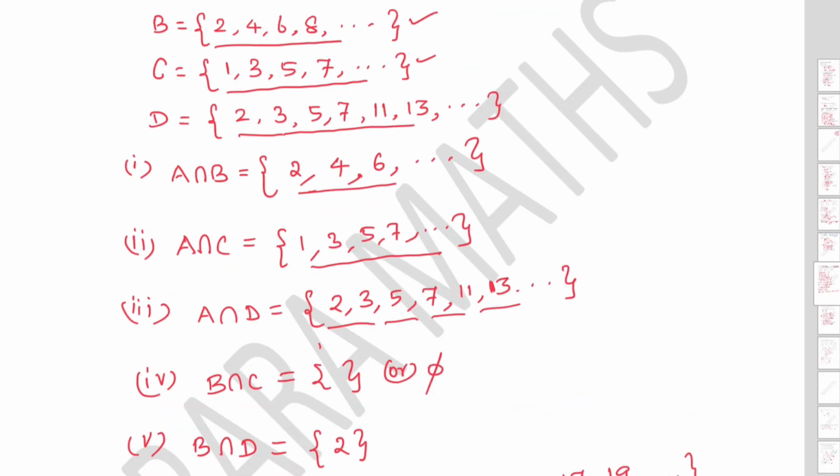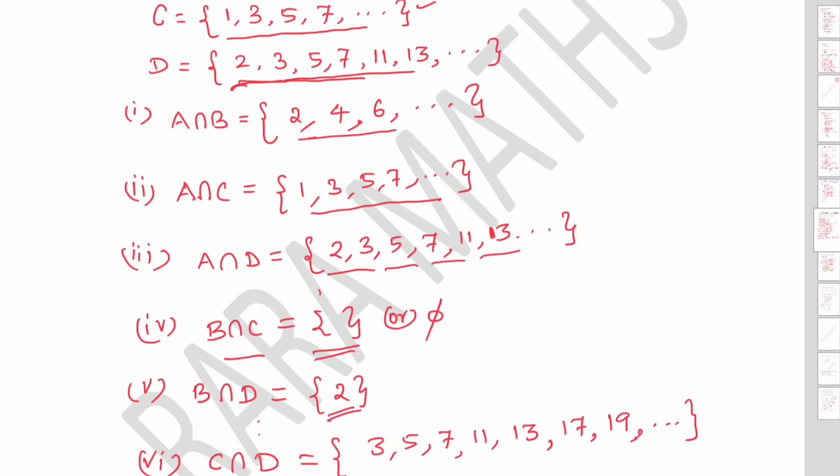And B intersection C. B is even natural numbers, C is odd natural numbers. Obviously no element in common, therefore B intersection C is an empty set. And B intersection D is only 2. B has 2, 4, 6, 8 and D has 2, 3, 5, 7. So 2 is the only even prime number. So when you compare B and D, the common element is only 2. It's a singleton set.